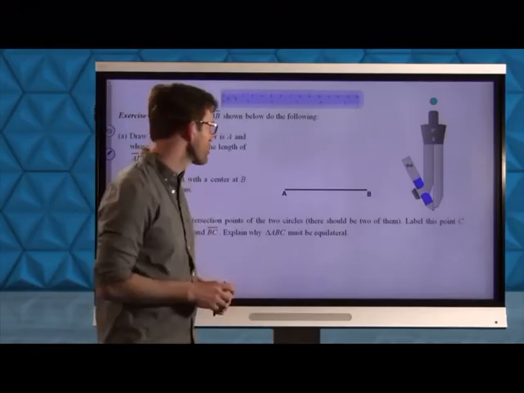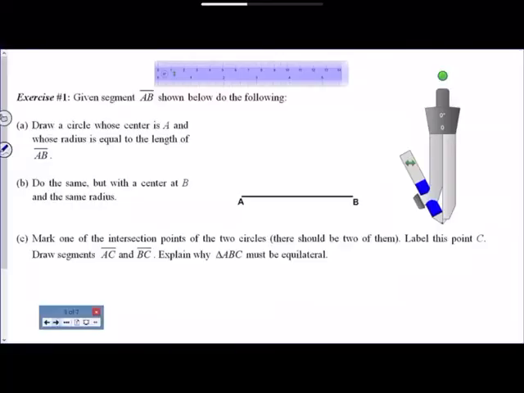So, let's take a look at our first construction. Given segment AB shown below, do the following. All right, so we're just going to do step-by-step, follow the direction kind of stuff on here. Draw a circle whose center is at A and whose radius is equal to the length of AB.